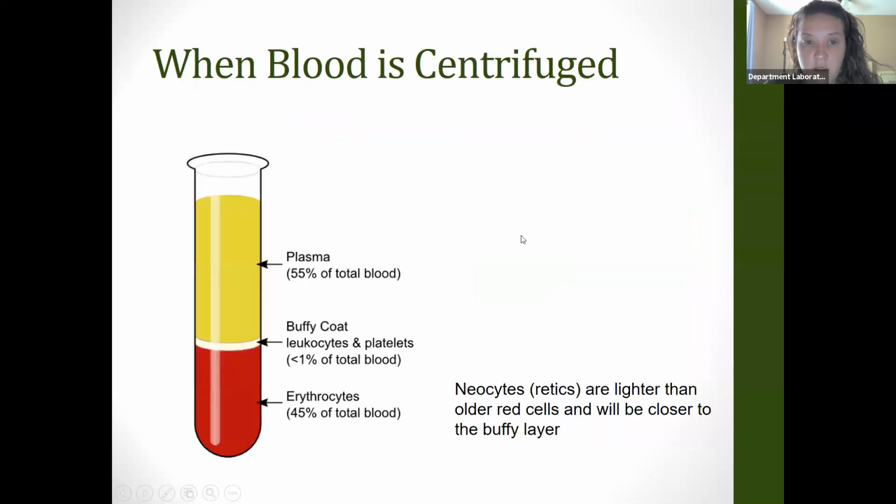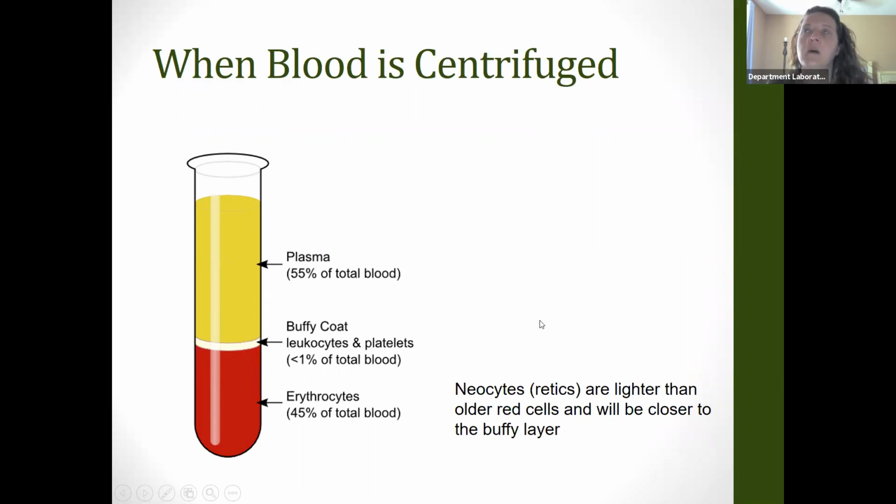Now, that centrifuge that I mentioned that's built into the instrument will spin down your specimen. And so remember, your erythrocytes are going to go to the bottom because they have the heavier mass. Then in your buffy coat, you will have your leukocytes and your platelets, and then your plasma will be spun out as well.